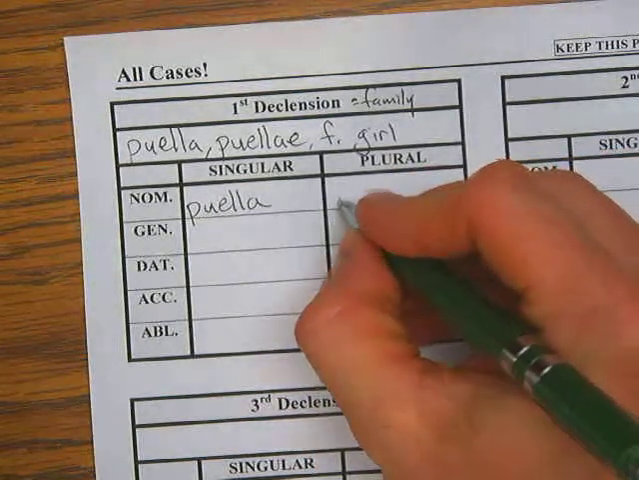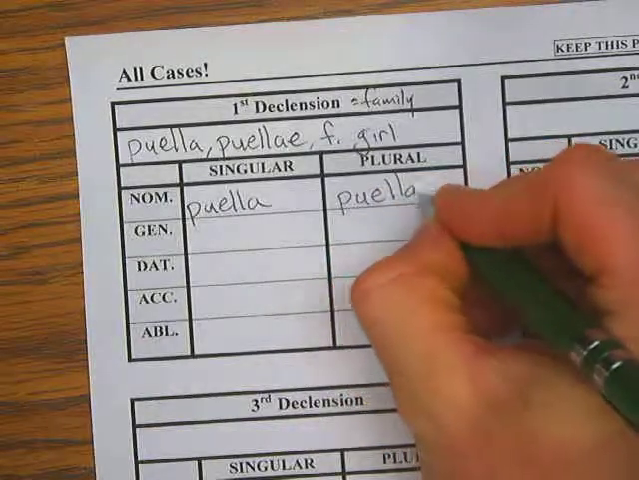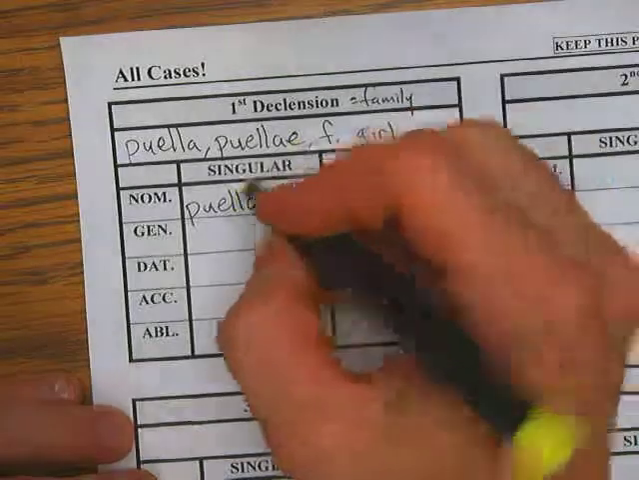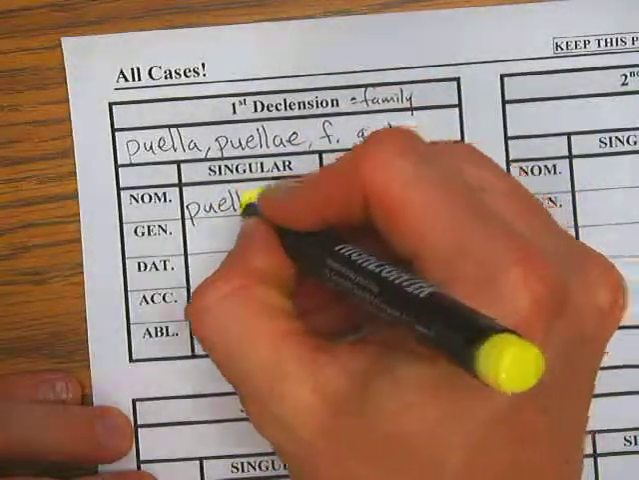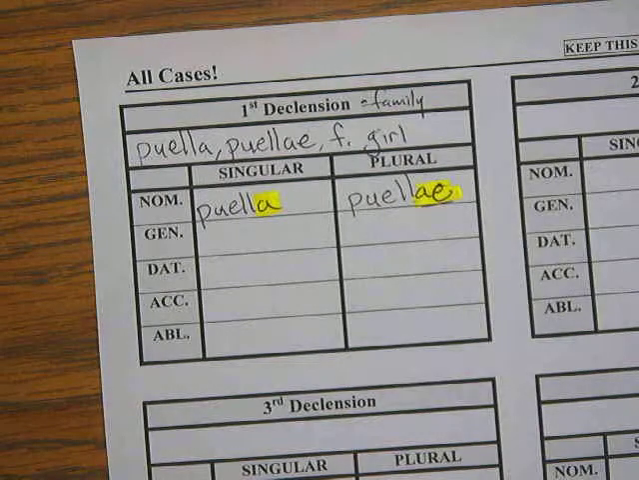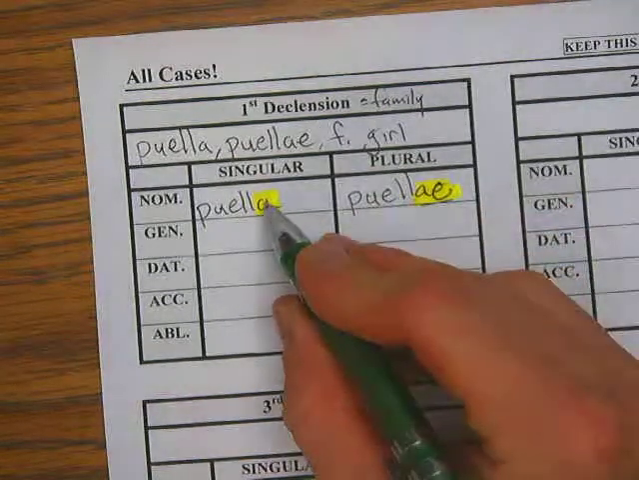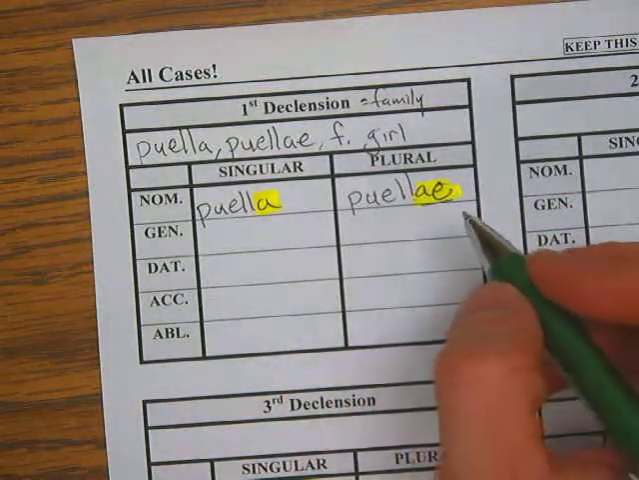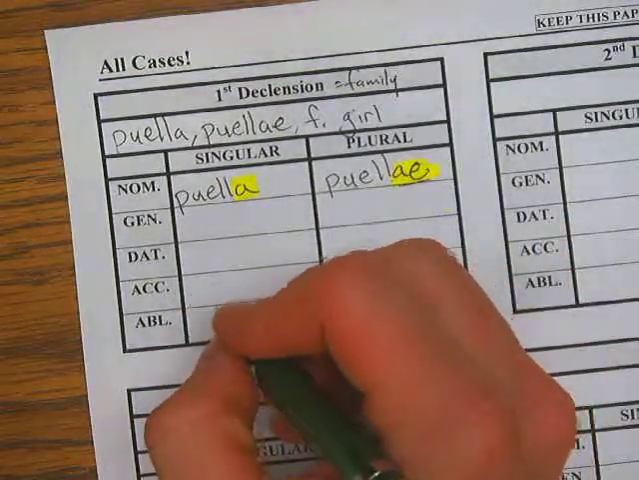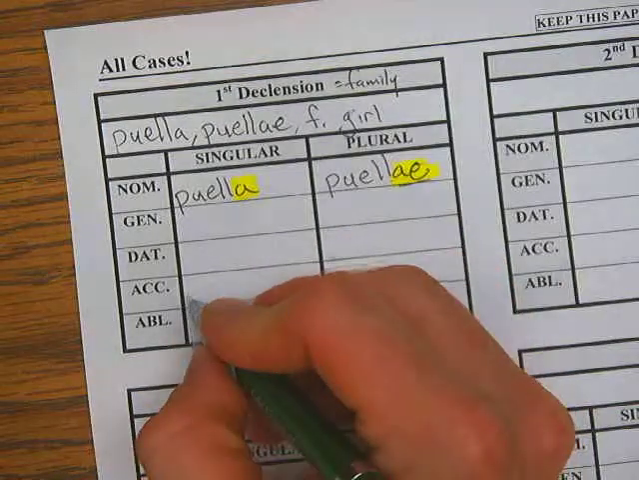That's the nominative. Una puella, duae puellae. Okay, so here's the plural doer form, puellae. Use a little highlighter, get all fancy here. Una puella, duae puellae. And there you have it. Singular and plural in the nominative doer form.